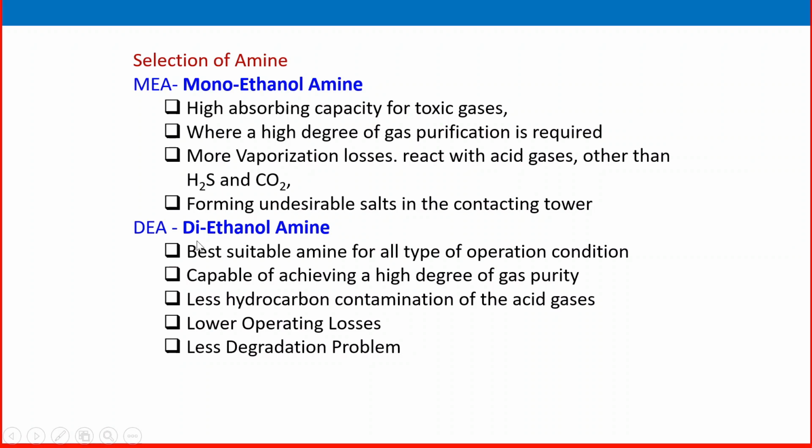While DEA, diethanolamine, is the best suited amine for all types of operating conditions, capable of achieving a high degree of gas purity, with less hydrocarbon contamination for the acid gases, lower operating losses, and fewer problems. So most operating companies select diethanolamine, or DEA, for the amine process, or gas sweetening process.